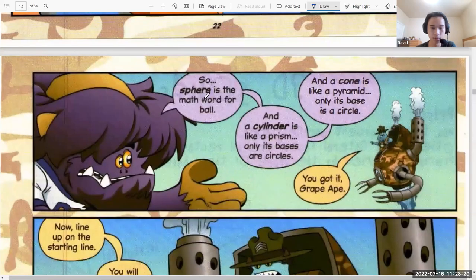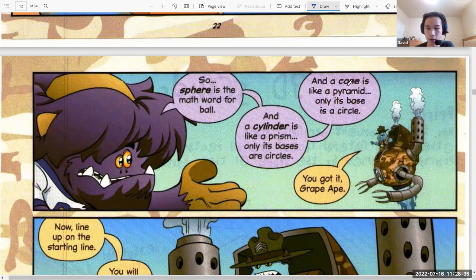Let's keep going. Yes, sphere is the math word for ball. Cylinder is like a prism, correct? Exactly right. But its bases are circles. So you have a flat 2D circle in your hand, you pull it up, that's a cylinder.